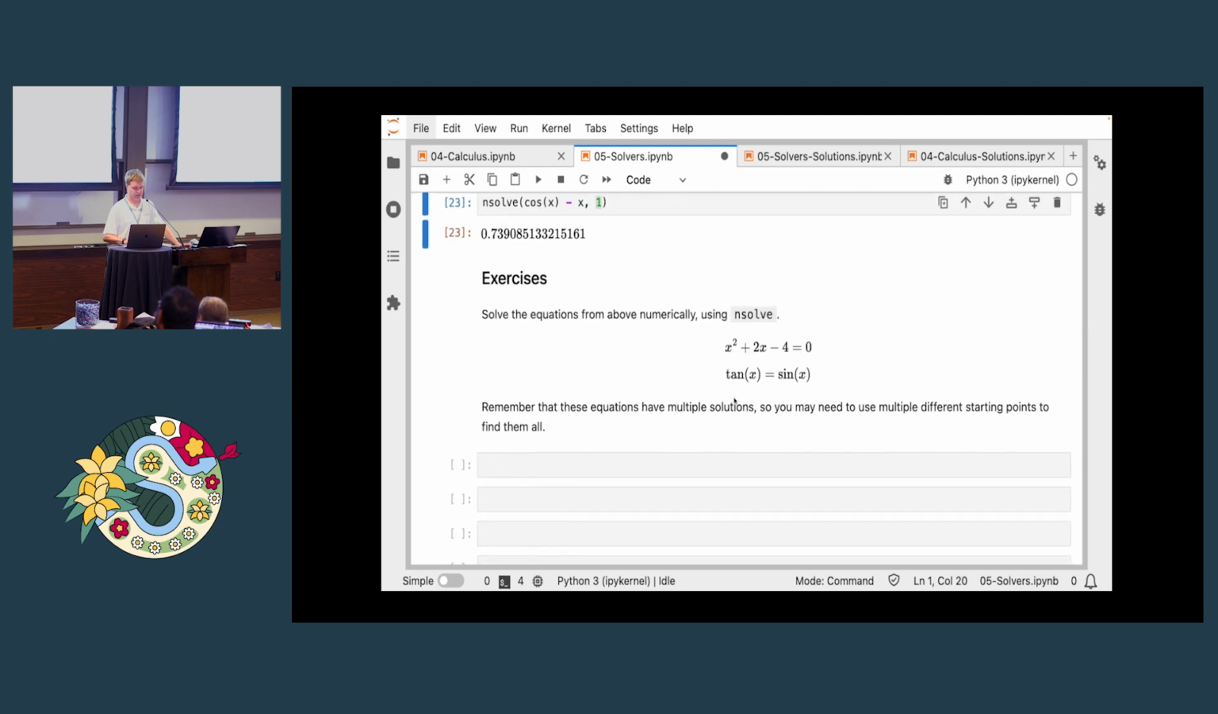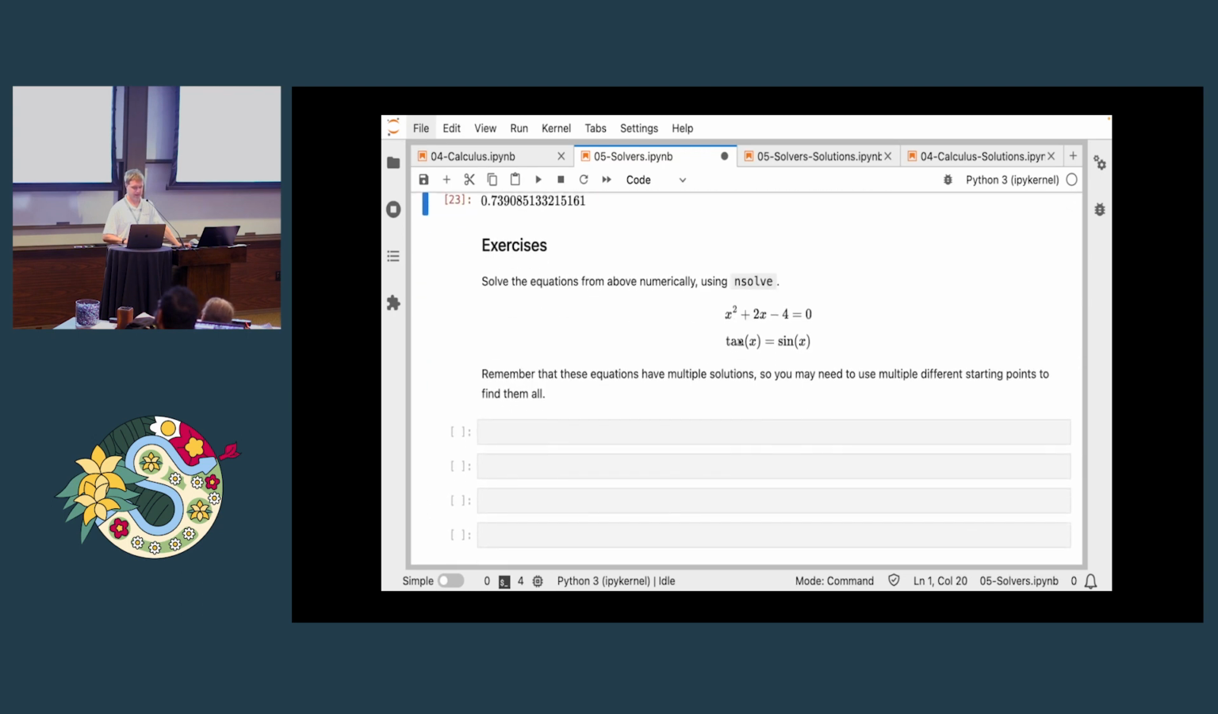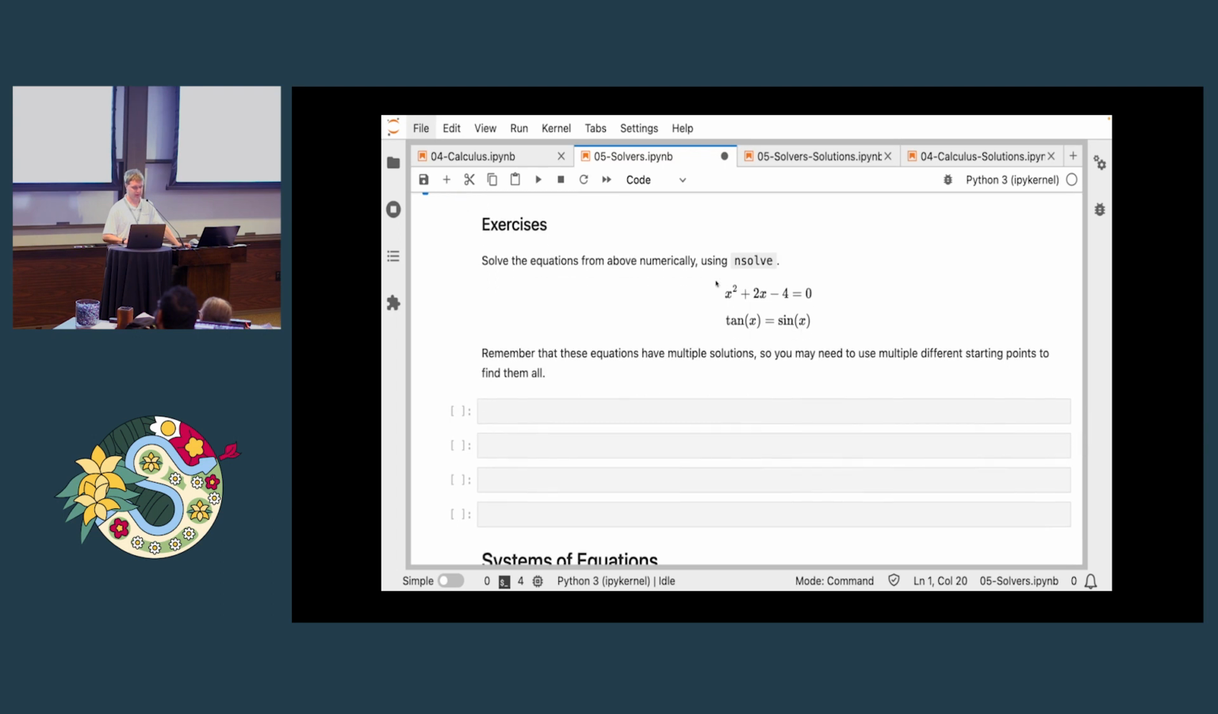And so, yeah, here's an exercise to solve these equations with nsolve.